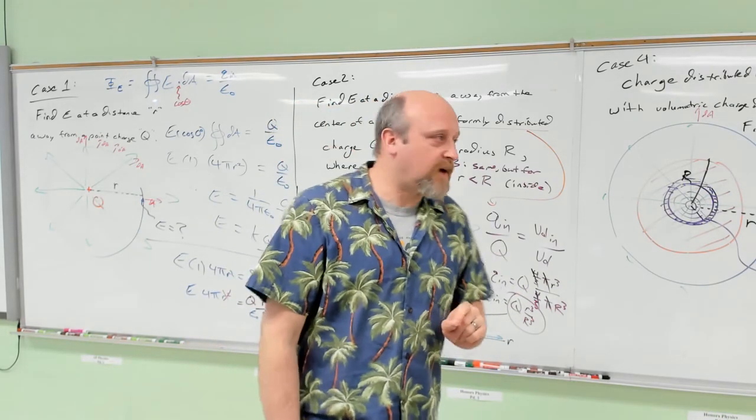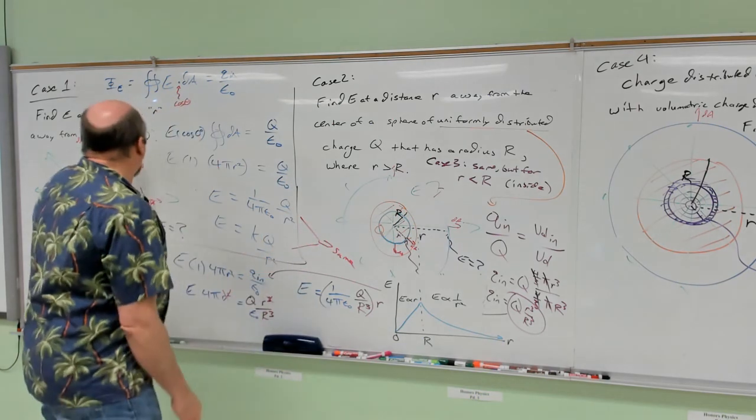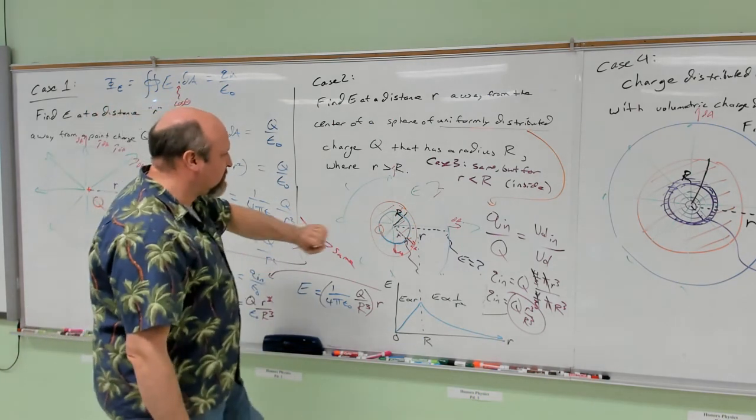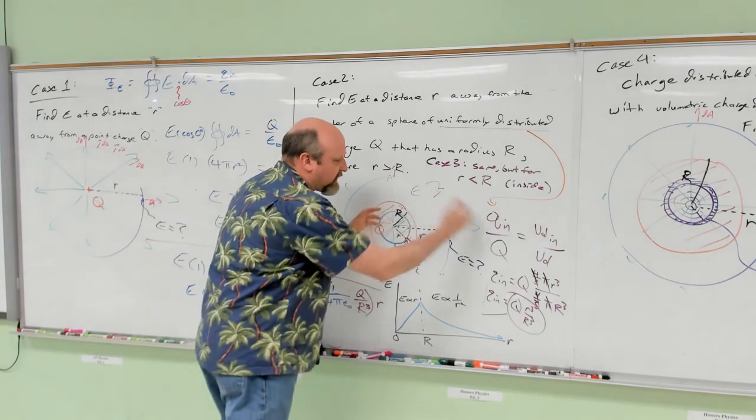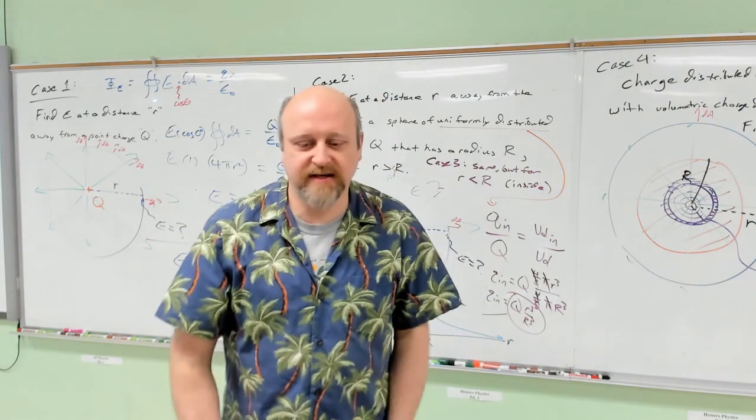So let me go ahead and stop this one here. So we looked at the first 3 cases for spherical geometry: a point charge, uniformly distributed in a sphere when you're outside, and when you're inside the sphere. All right. See you next video.